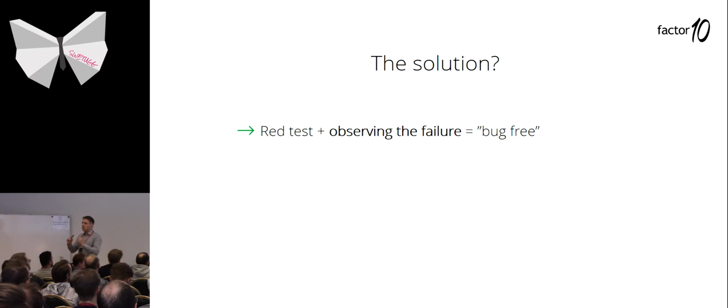When we have the red test, which is the first step of test-driven development, we don't have to go through extra steps to make the test red. It's red from the beginning. We observe the failure. We make sure that the test is red, and we make sure that the test fails for the correct reason. And if it does that, then we can say that it's "bug-free".